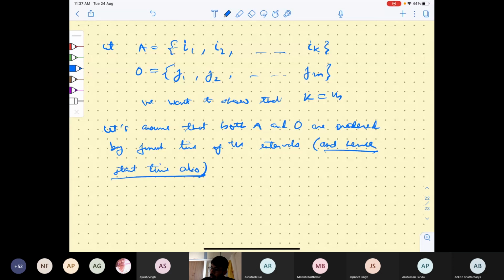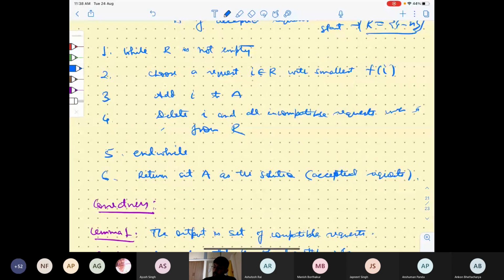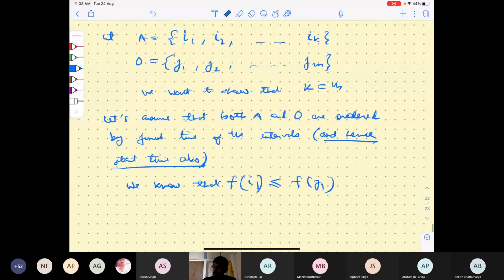Okay, good. So there's one thing that we definitely know, that initially the algorithm looks at all the jobs and selects the one that finishes first, right? So we know that f of I1 is less than or equal to f of J1, right? That we know because of the first step of the algorithm. Choose a request I in R with smallest fi. So this I1 has to be the smallest fi of all the jobs. So J1's finish time cannot be strictly less than finish time of I1.